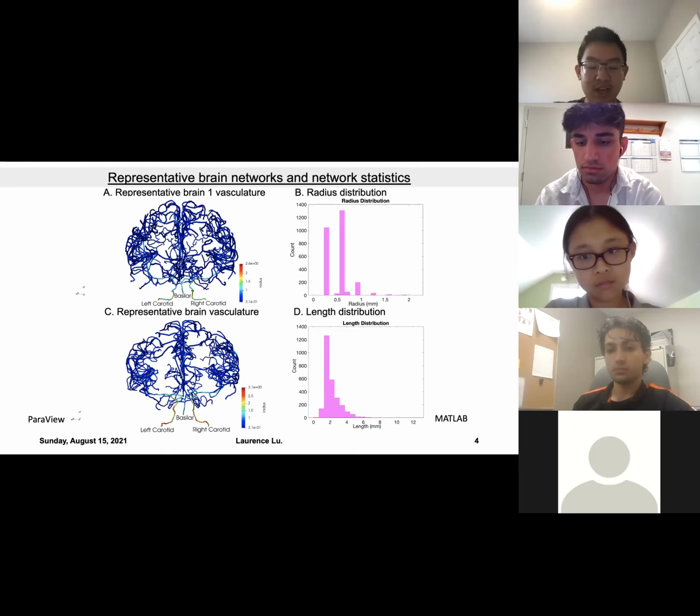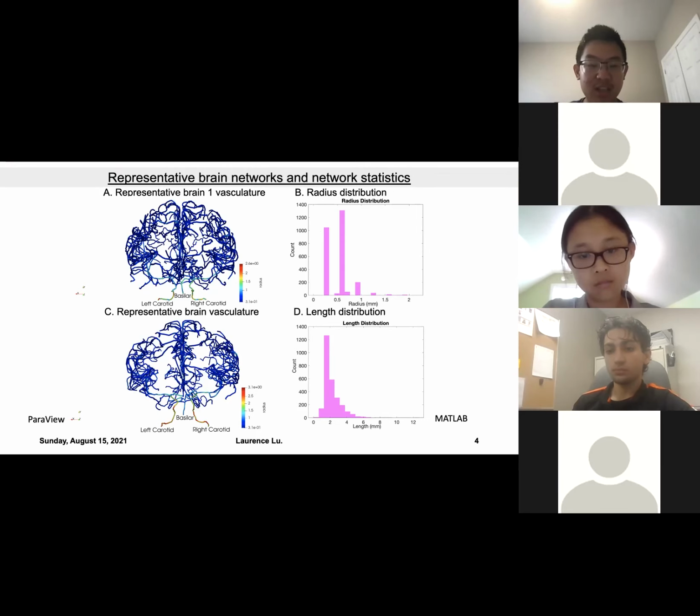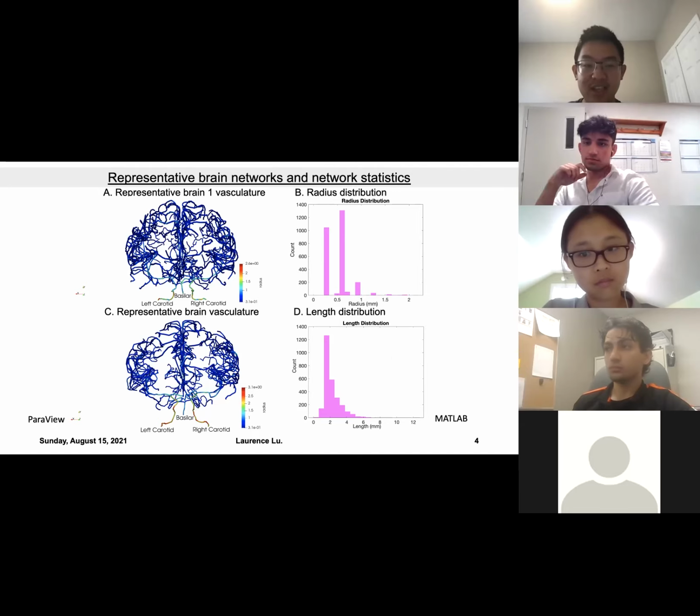So first, to create representative brain structures, we can use the SWC files gathered from the BRAVA database. We can convert them into VTK files and put them into ParaView to visualize the models. As you can see on the left side, figure 8 and figure C, they show 2 of the 61 total brain vasculatures made. These images show the backside view of the brain vasculature with the left carotid on the left, the basilar in the middle, and the right carotid on the right.